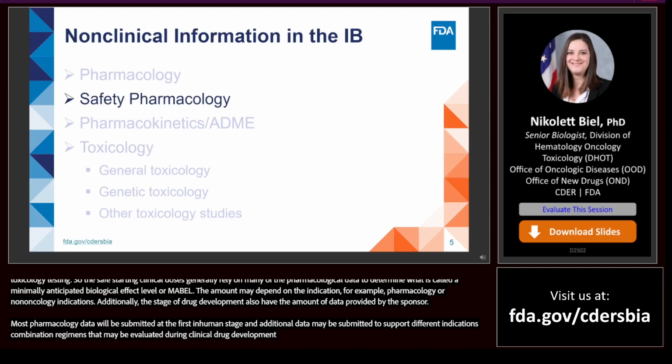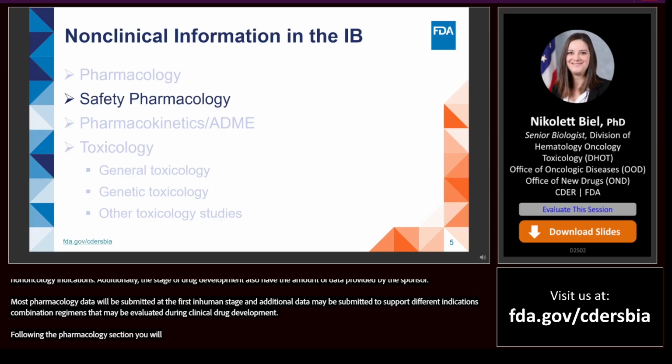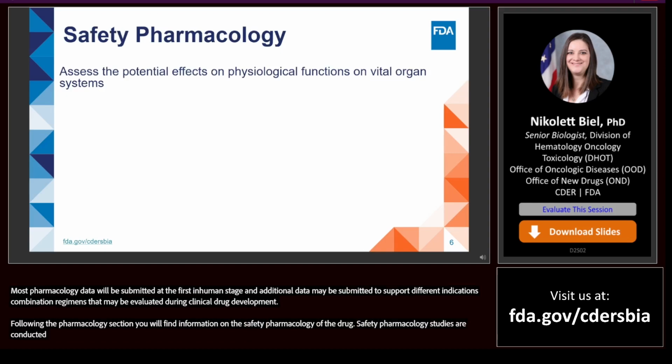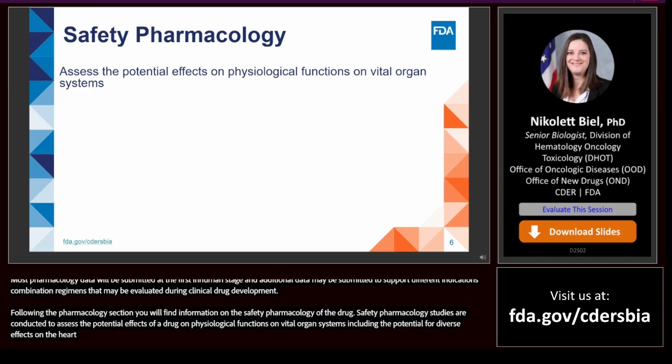Following the pharmacology section, you will find information on the safety pharmacology of the drug. Safety pharmacology studies are conducted to assess the potential effects of a drug on physiological functions on vital organ systems, including the potential for adverse effects on the heart, central nervous system, and respiratory system.